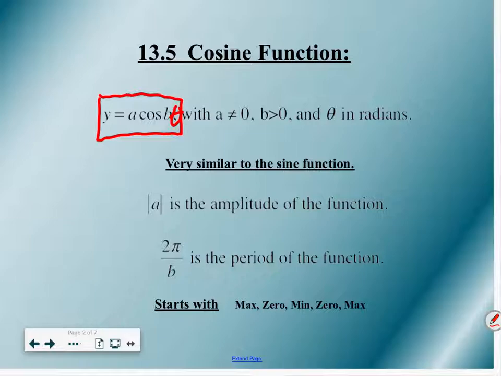Alright, so as opposed to a sine b theta, now we've got cosine, which makes sense because we're graphing cosine. A is still our amplitude, meaning our max and min. 2 pi over b is still our period of the function. All that is still the same.